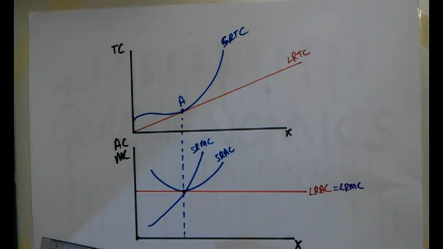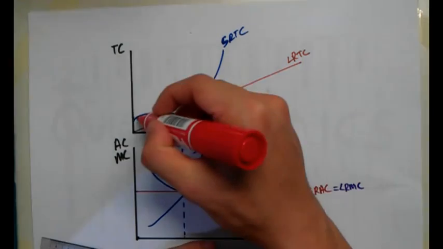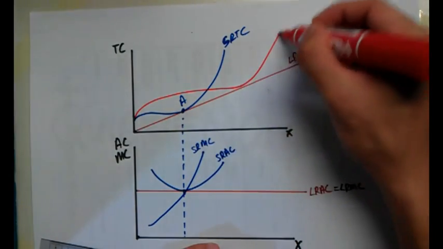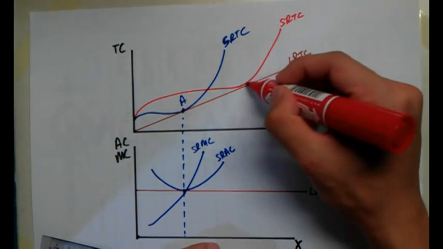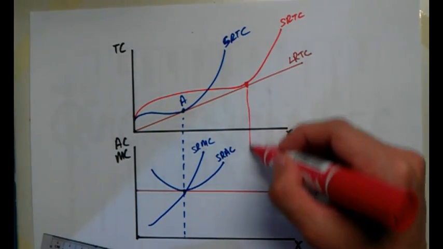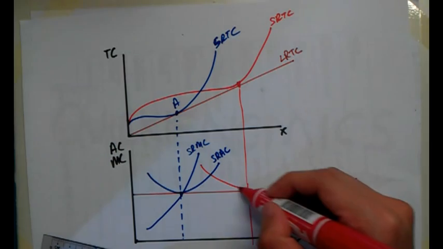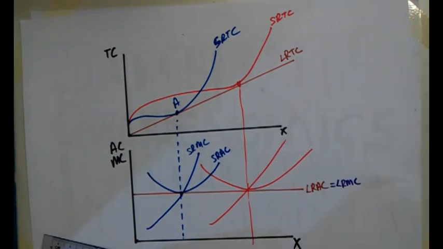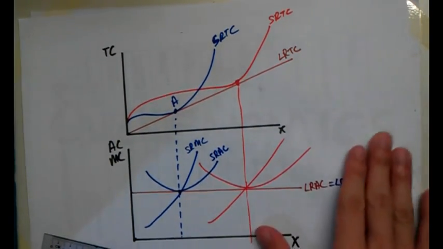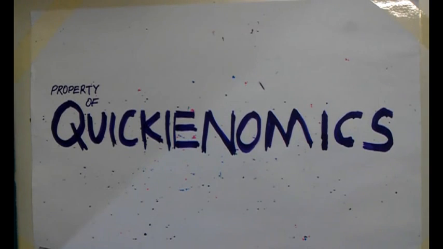If you want to test it out further, you can always go and draw another short run total cost curve which intersects at another point, and you will still realize that we will be getting the same thing. The curve will still be looking like this. So this sentence is true. Now let's go on to question 2.